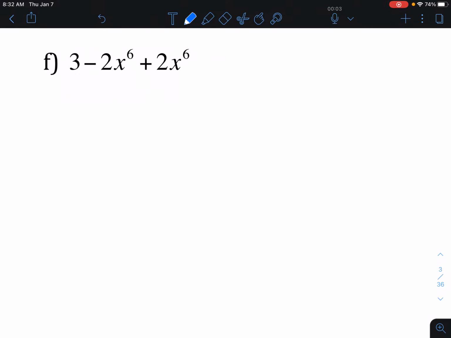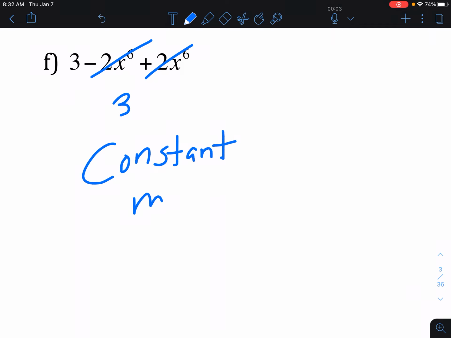Okay, we do have like terms here in letter F. Minus 2x to the 6 plus 2x to the 6 is 0, so they cancel. So we're just left with literally the number 3. Since 3 does not have a variable, we call it a constant. And it's just a constant monomial since it's only 1 term.